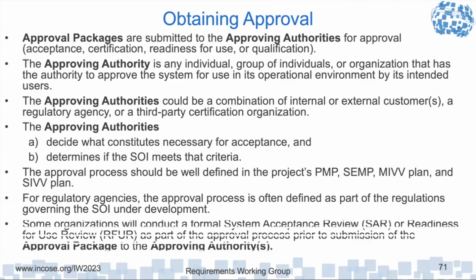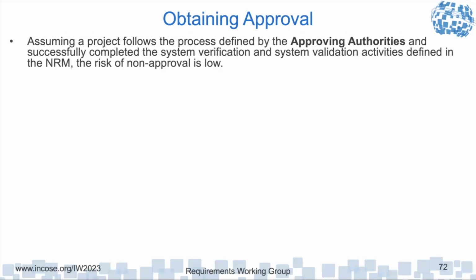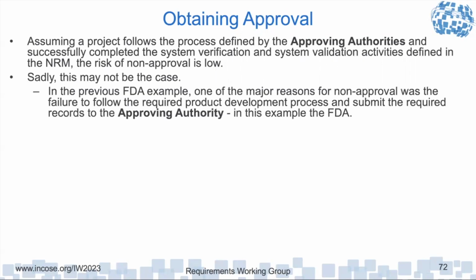Some organizations, before they submit their approval packages to the approving authorities, will have their own internal system acceptance review or readiness for use reviews to make sure they've dotted all the I's and crossed all the T's, so that when the approval package is given to the approving authorities, they have a lot greater chance of acceptance. So assuming the project follows the processes defined by the approving authorities and successfully completed the system verification, system validation activities defined in the needs and requirement manual and other guides, the risk of non-approval should be low. Sadly, this may not be the case.